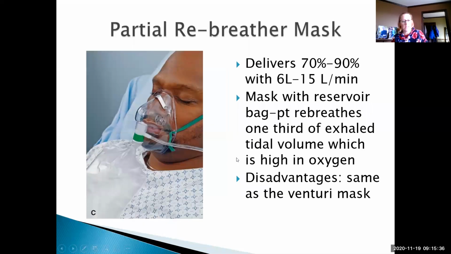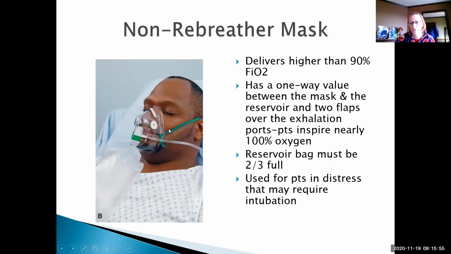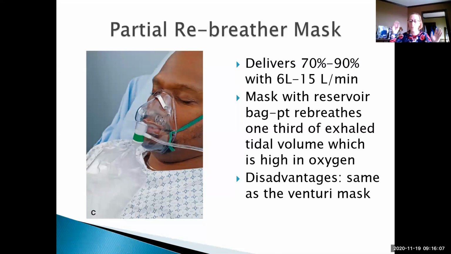And then this is a partial rebreather mask. A partial rebreather and a non-rebreather are literally the same exact mask. The only difference is this spot right here. You can see that on a partial rebreather, there's not a valve right here, and on this non-rebreather, there's that little valve. It's a one-way valve, so the non-rebreather administers more oxygen because it doesn't escape through that little port there.